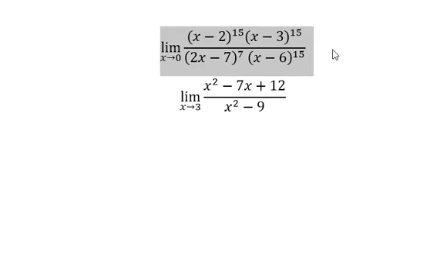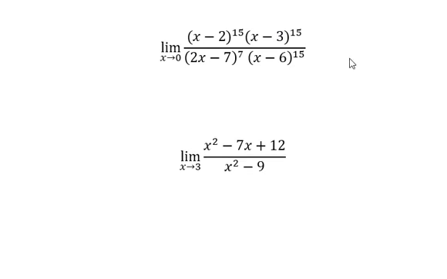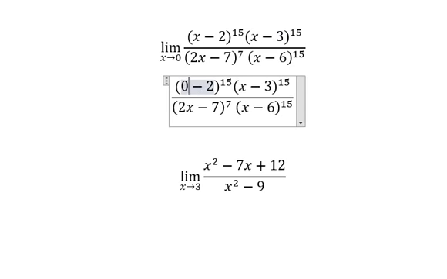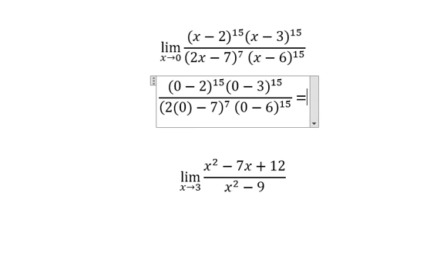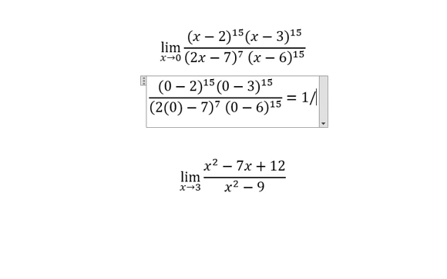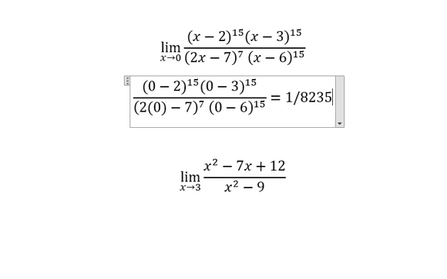The next one, we just put number 0 going here, here, and here. So we calculate this one. We have 1 over 823,543. And this is the final answer.